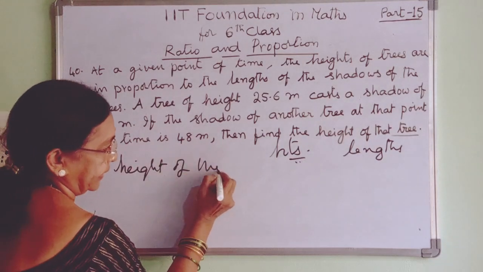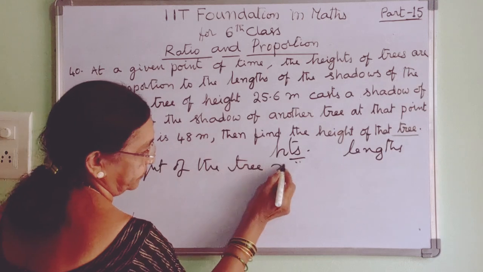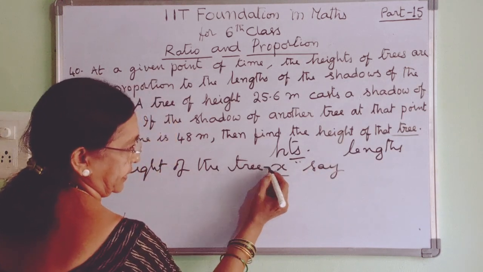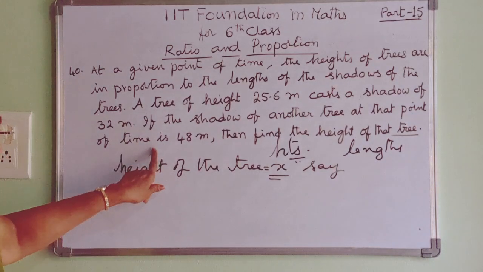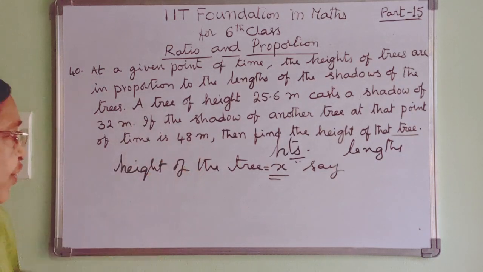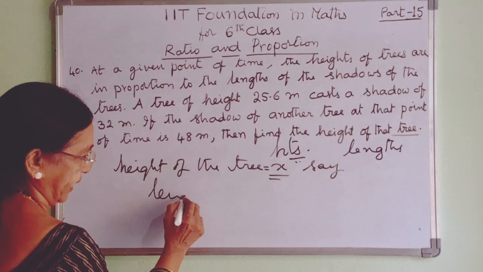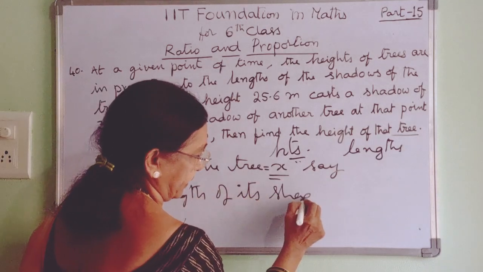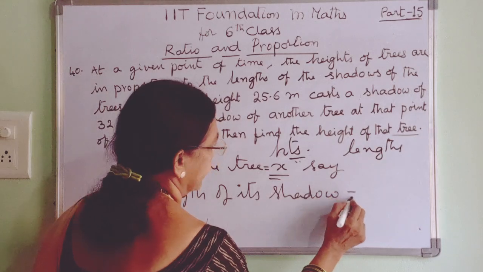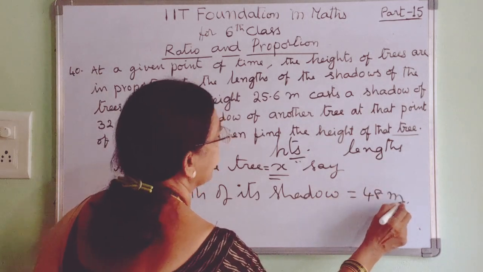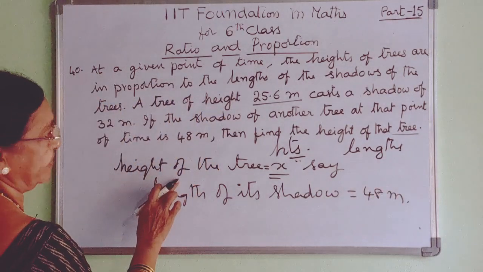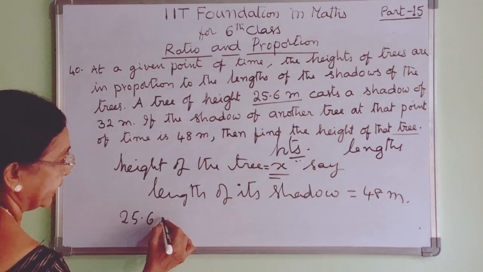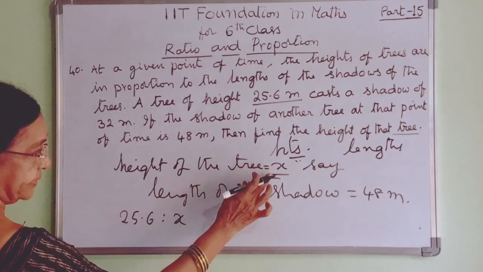Let the height of the tree be x. The length of its shadow is 48 meters. Therefore, the ratio of the heights of the trees is 25.6 meters is to x.